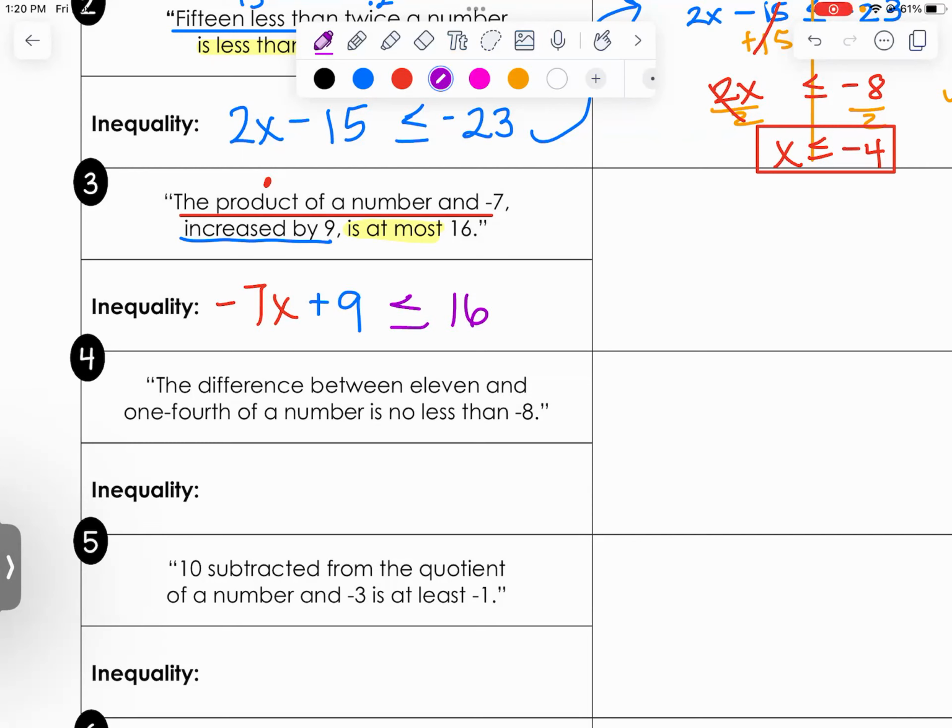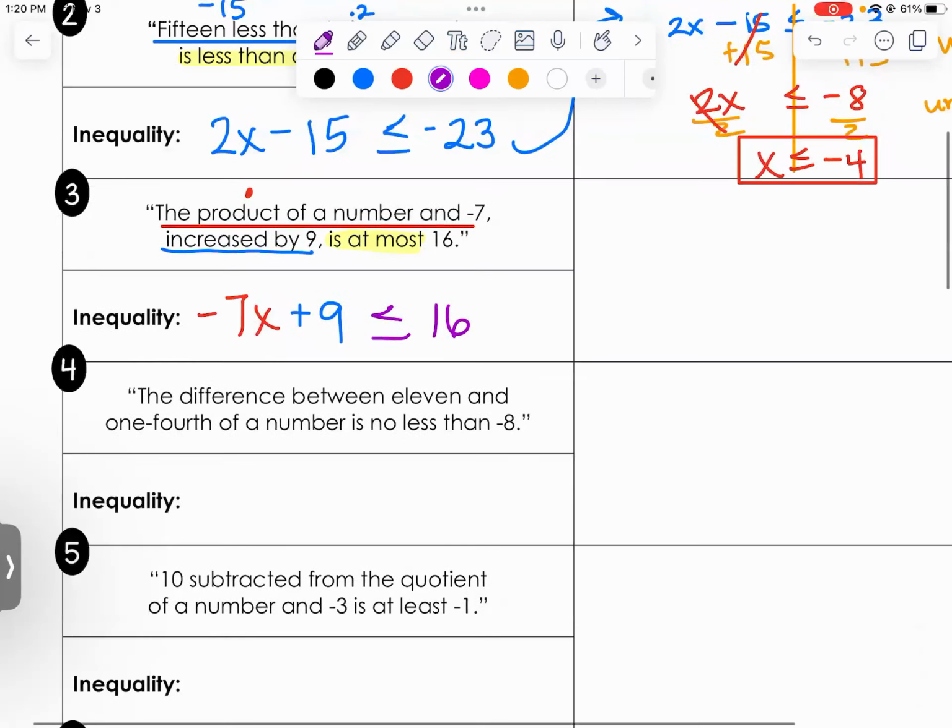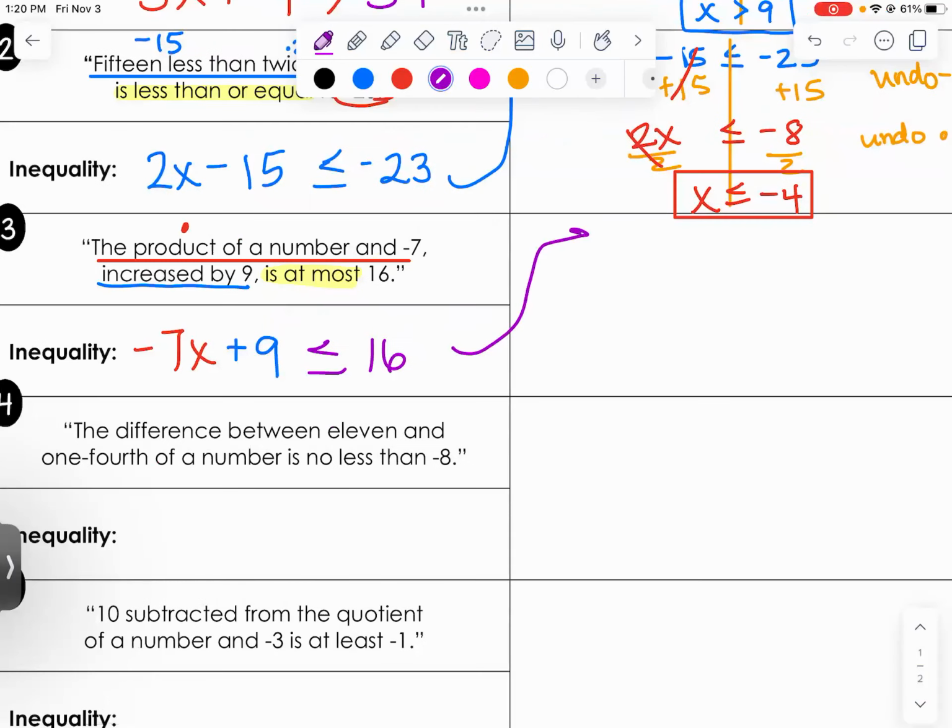Okay, so now let's talk about solving this one. So let's rewrite it over here. Negative 7x plus 9 is less than or equal to 16. Okay. Ruby, what's the first thing we need to do? We need to subtract 9.